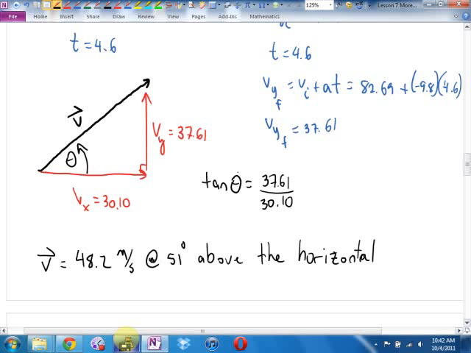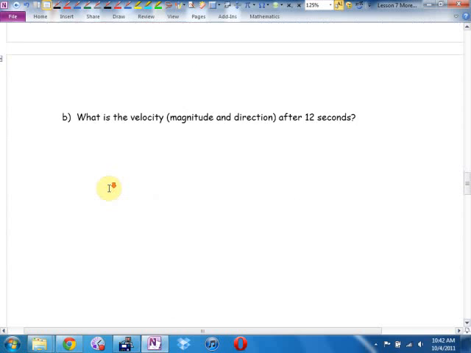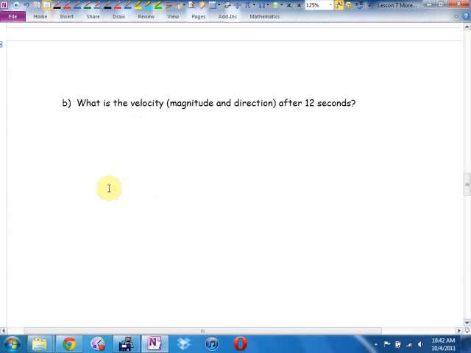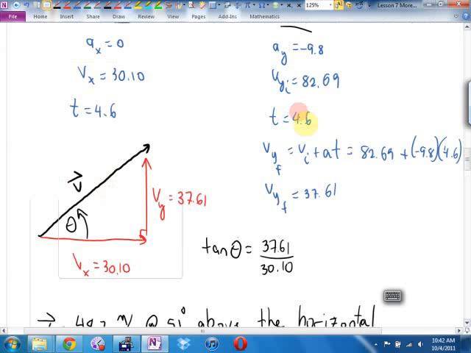The last one. Part B asks, what's the velocity after 12 seconds? I'd find Vy, but instead of 4.6 seconds, you know how much time I'd put in? 12. I'd get a negative answer and end up with a diagram that looked like that. I'm not going to worry about it. I think you guys are getting the hang of it.